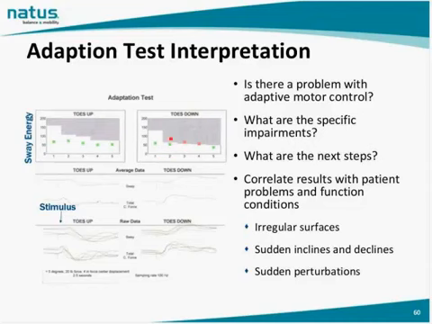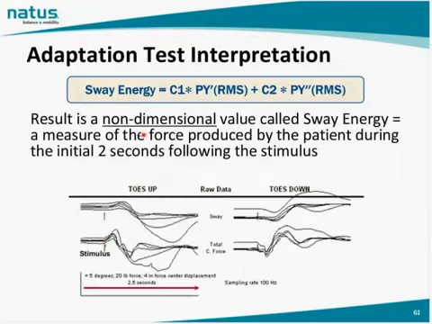This is still within normal limits because overall, this patient is showing an adaptive type of response. Anyone who has problems on the ADT is going to have problems with irregular surfaces, sudden inclines, declines. If they complain, "When I walk out of my house down the sidewalk and walk across my lawn to water my flowers, I become very unstable walking across my yard," this is an ideal examination for that type of patient.